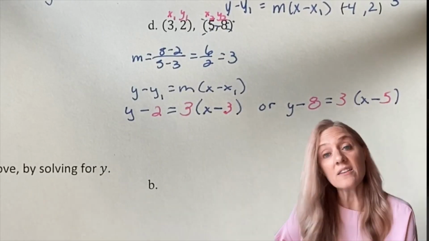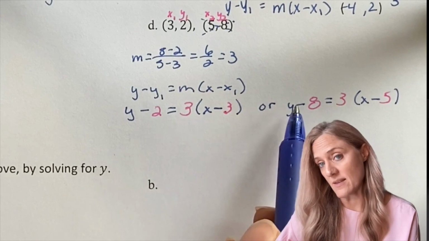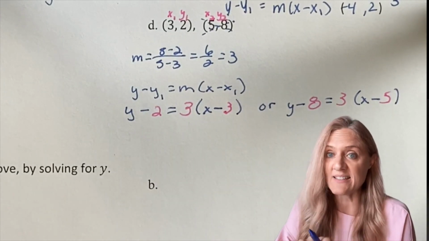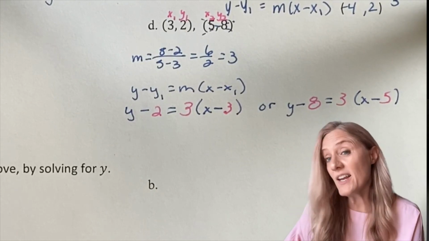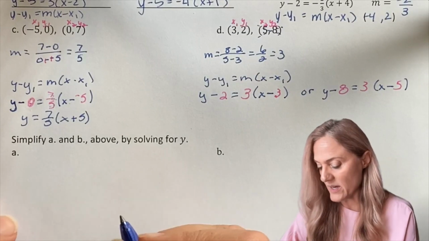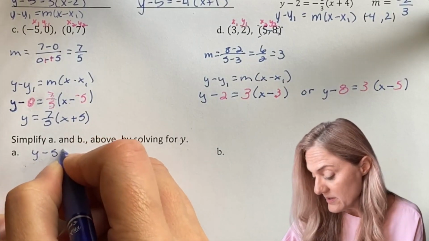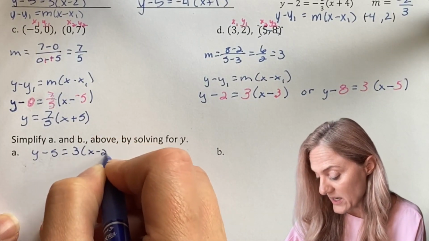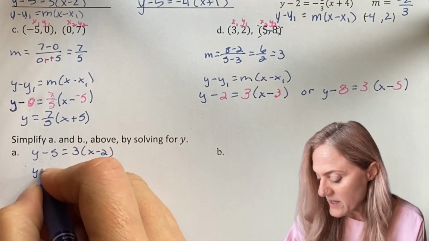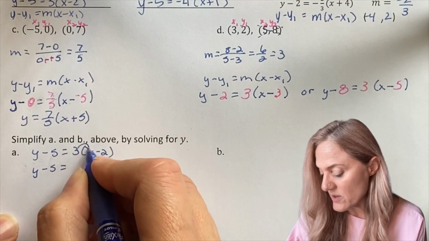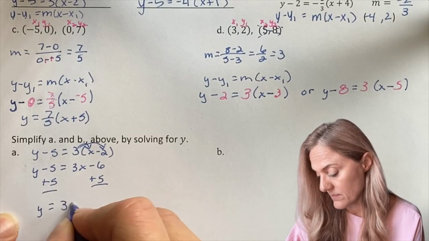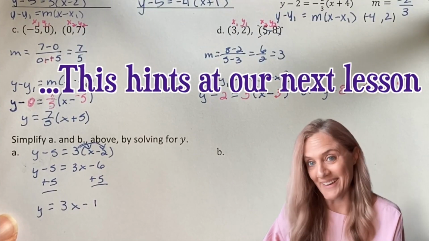Okay, check your work. And you'll notice that I went ahead and did it both ways, so I wrote it with each point. Once again, just trust me, these mean the exact same line, and we'll prove it later. Moving on, let's simplify A and B from above. We already had those written out, so we had y minus 5 equals 3 parentheses x minus 2. We're just going to practice some of our simplifying equations. So y minus 5, I'll go ahead and distribute the 3. And last but not least, I'll add the 5. You might be thinking, huh?